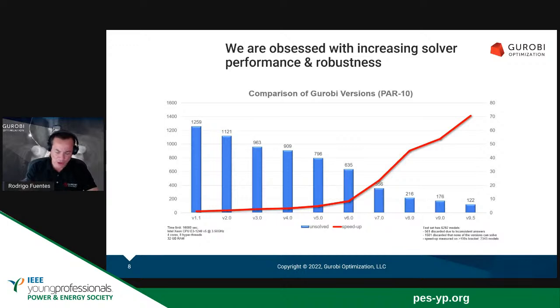So if we run the same set of problems on the same hardware, a collection of problems that we test for every version, our speed has gone up by a factor of 70. Also, from that same set of test cases that we use to benchmark the versions of our solver, the number of cases that we cannot solve has been going down over time, which means that the solver has become more and more robust. So this is a reflection of the lot of effort we put into R&D. With every release, we try to make the solver more robust and faster.